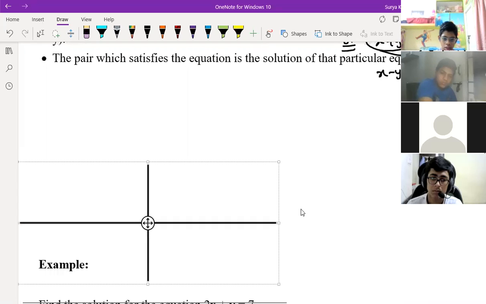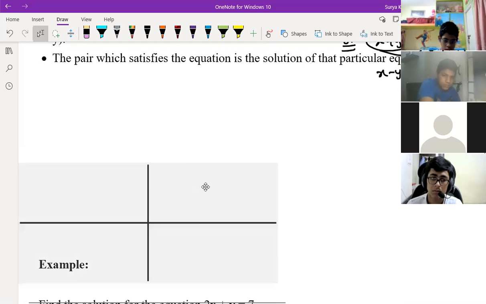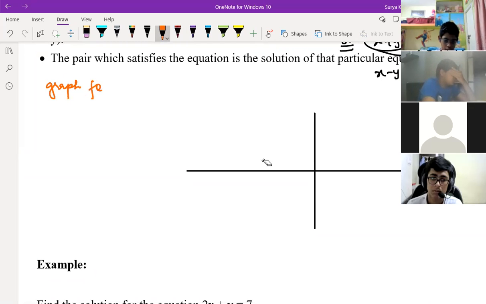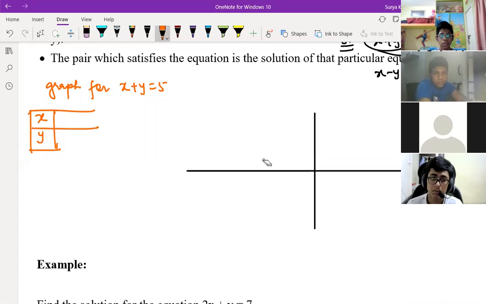See, this is the coordinate plane, okay? So I am drawing the graph for x plus y is equal to 5. Okay, Nihar. In school, what they teach is x and y, and they will say that you start from 0. At 0, what will you get?